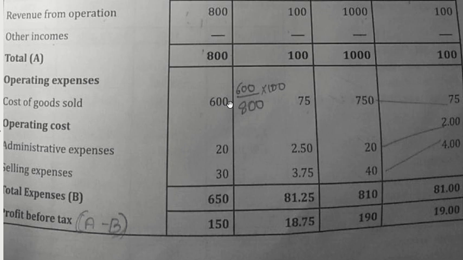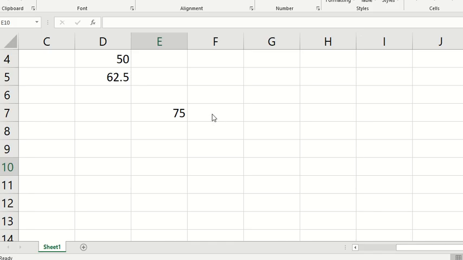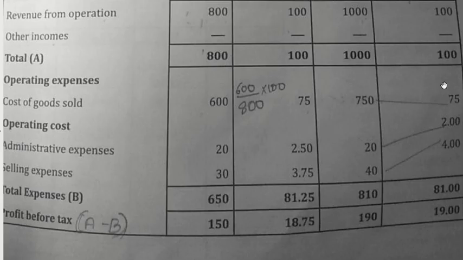Cross multiply. Okay, 75. The same way we will do for 2008, which is 750 divided by 1000 into 100. How much do you get? 75%. Next expenses, administrative expense.